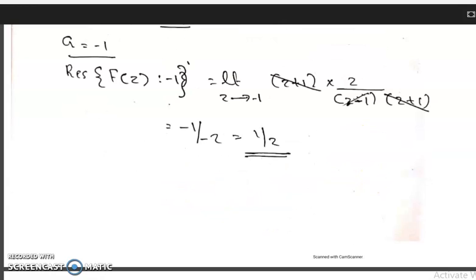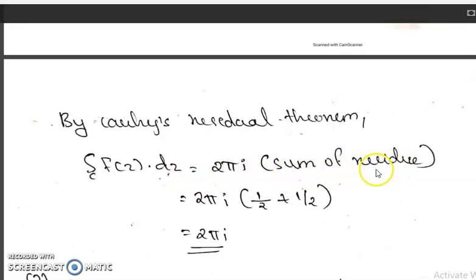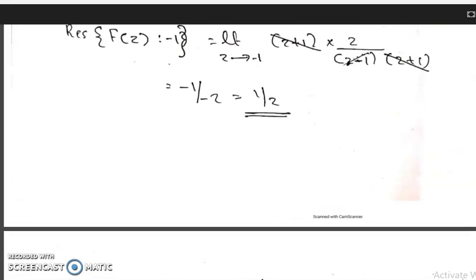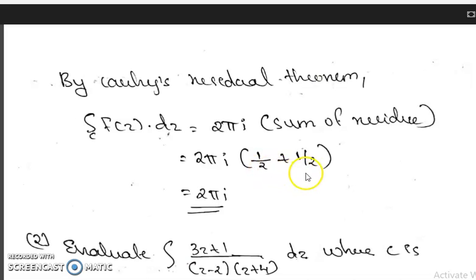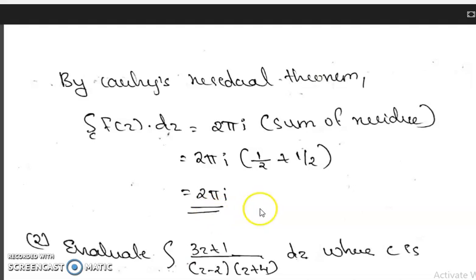So after finding the residue, by Cauchy residue theorem, what is the solution? Integral over C f of z dz is 2 pi i into sum of residues. So our answer is 2 pi into sum of residues. What are the residues here? It is 1 by 2 and 1 by 2. So 1 by 2 plus half is 1. So our answer is 2 pi i.